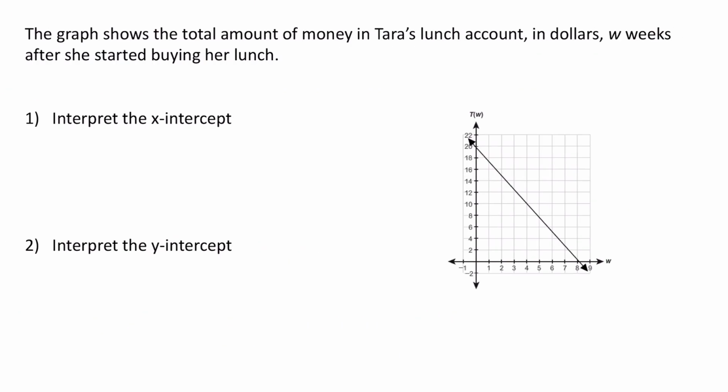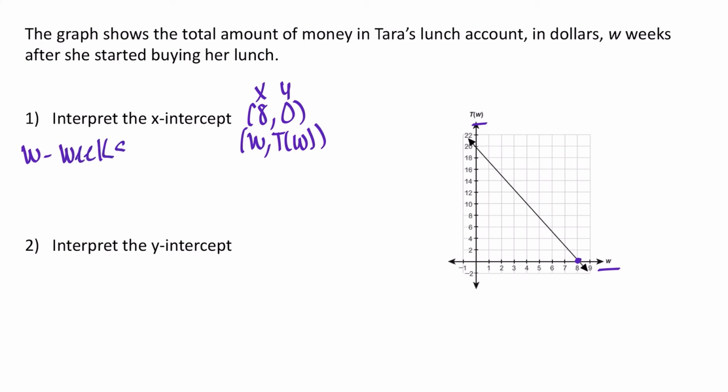So this graph shows the total amount of money in Tara's lunch account in dollars W weeks after she started buying her lunch. Interpret the x-intercept. So if we look along the x-axis, we have that point 8, 0, which is x equals 8, y equals 0. Or in the context of this problem, it's going to be w and t of w. So w, we know from our problem, represents the number of weeks. T of w tells us the amount of money in her account.